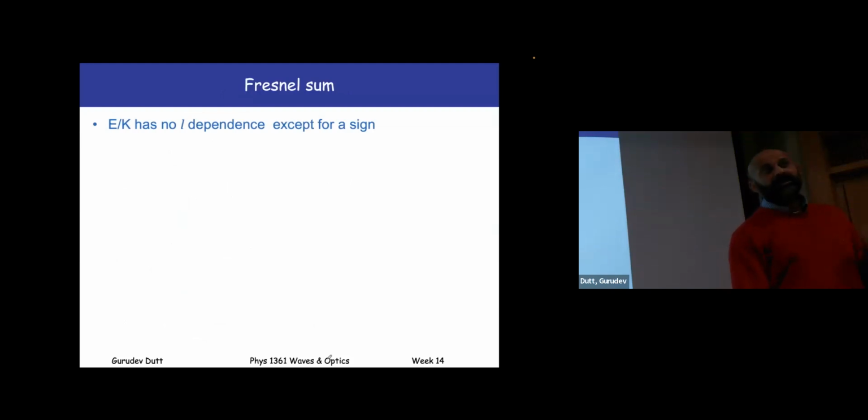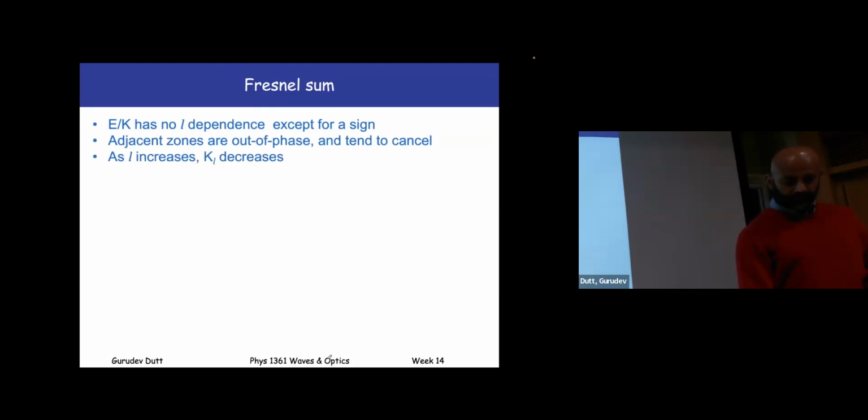E over K has no L dependence except for the sign. So E over K is just a constant times (-1) to the L plus 1, which is just dependent on the sign. And adjacent zones are out of phase, which you already understood intuitively from the construction. The only other thing to remember is that as L increases, K decreases, because the angle keeps increasing, so that is true. And I'll come back to this in a minute.